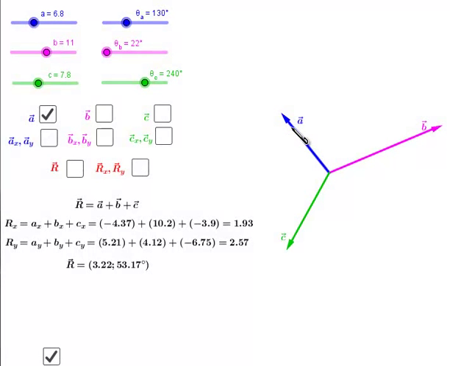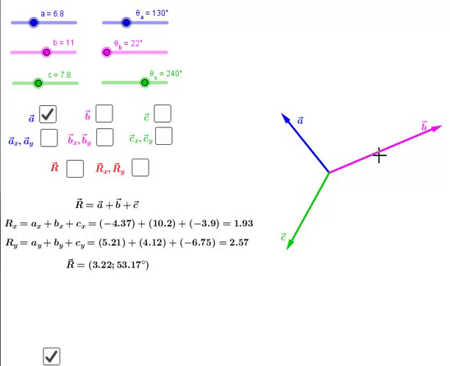Okay, so let's look at another example. Here we have these three vectors to add up. This vector has a magnitude of 6.8 and is at 130 degrees from the positive x direction, so that's from here. Vector B has a magnitude of 11 and is at 22 degrees, and vector C has a magnitude of 7.8 and is at 240 degrees, all the way around here.